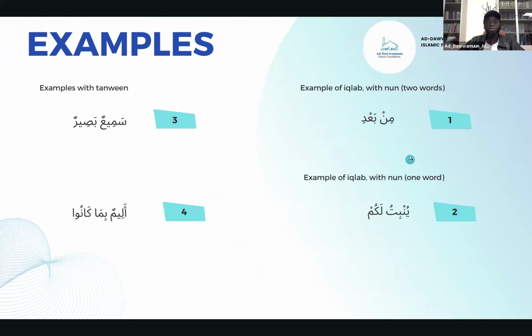Okay, so looking at the examples of iqlab, the best way to implement iqlab is to assume that the noon has like some meem on it. When you pronounce meem, you try to position this noon as if it's meem. If you use that implementation, you get iqlab correctly.